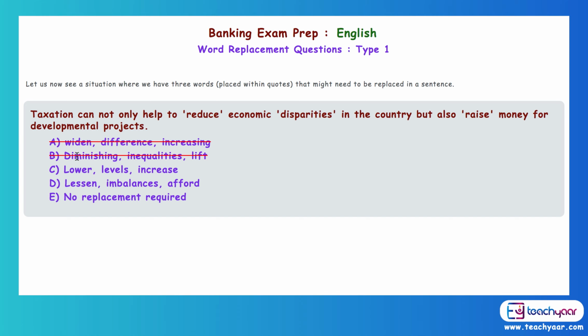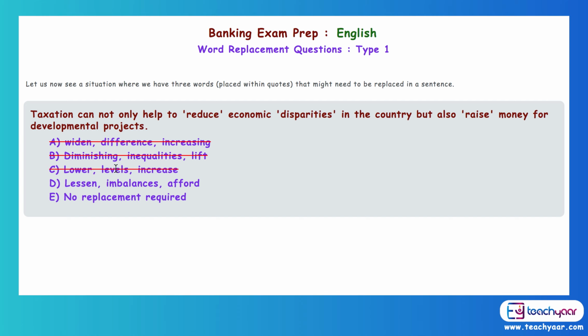Now what do you mean by reduce economic levels? It doesn't convey a proper meaning. So therefore we can say it's not right. What about option D? It says imbalances. So disparities and imbalances. Okay, they mean almost the same. There is an imbalance, there is an inequality. So that's so far so good.